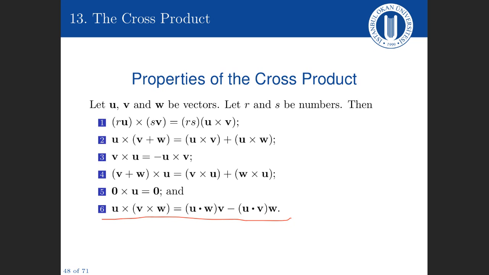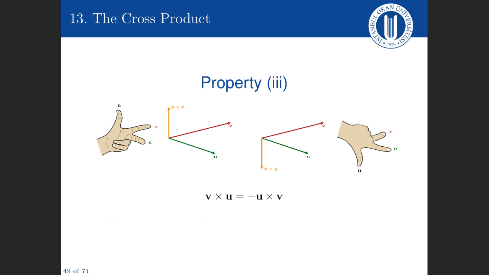Let's talk about property 3. Remember that we use our left hand to decide the direction of n, and therefore the direction of u cross v. In the left picture, n must point upwards if we hold our left hand like this. So u cross v is this orange vector. Let's suppose instead we look at the right. u and v are the same vectors. Now I want to do v cross u.